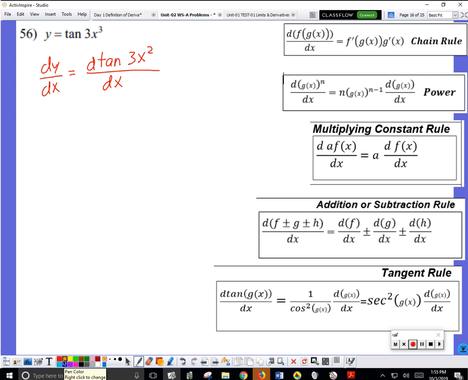So use the tangent rule first. Look, you can write that as y prime if you want. Using the tangent rule, this becomes 1 over cosine squared of 3x squared times the derivative of 3x squared. Wait, is it 3x cubed? Oh, it is. Yeah, that's my mistake. It went from dx cubed to 3x squared. Apologies.